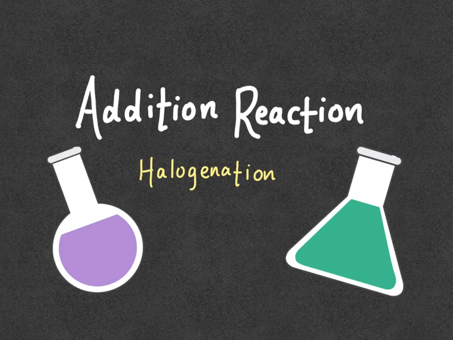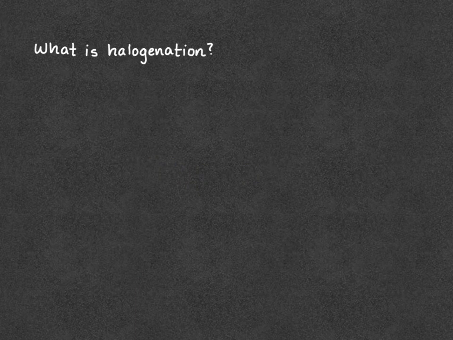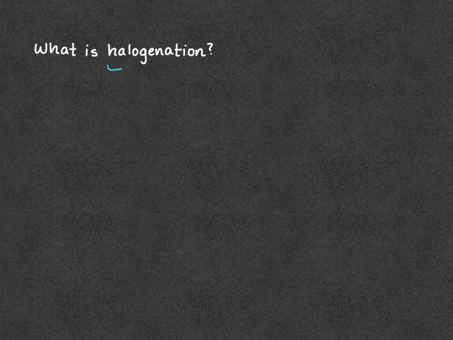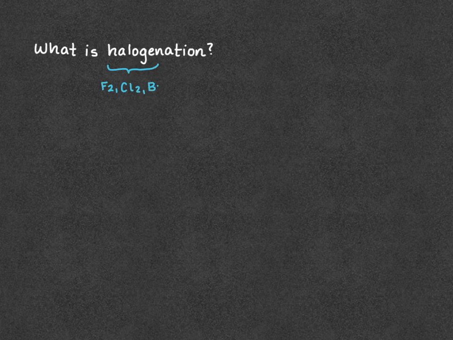In this video, we're going to look at another type of addition reaction. This time we'll be looking at a halogenation reaction. So to start, we're going to investigate what halogenation is. So halogenation is adding a halogen. So a halogen includes fluorine, chlorine, bromine, or iodine. All of these are diatomic. These are going to be added across the double bond.